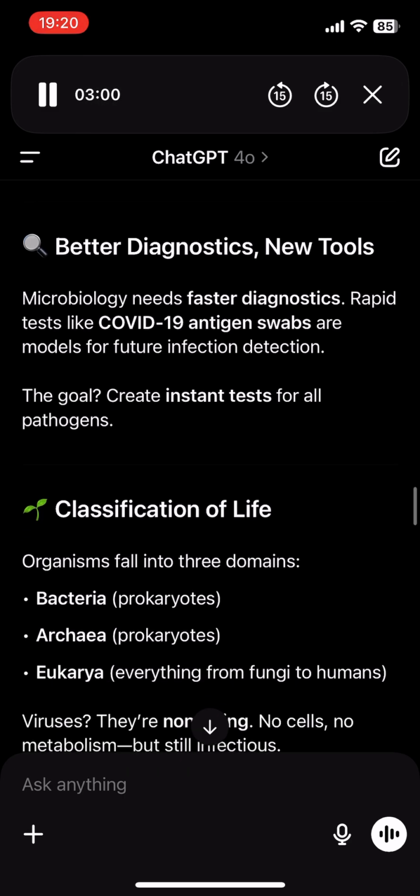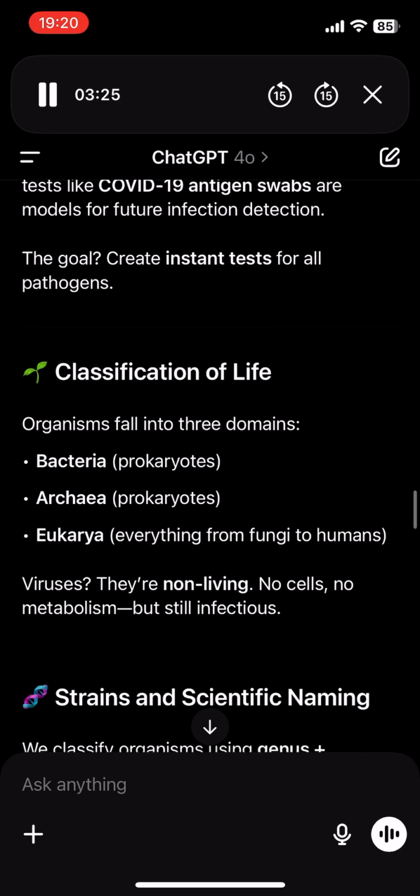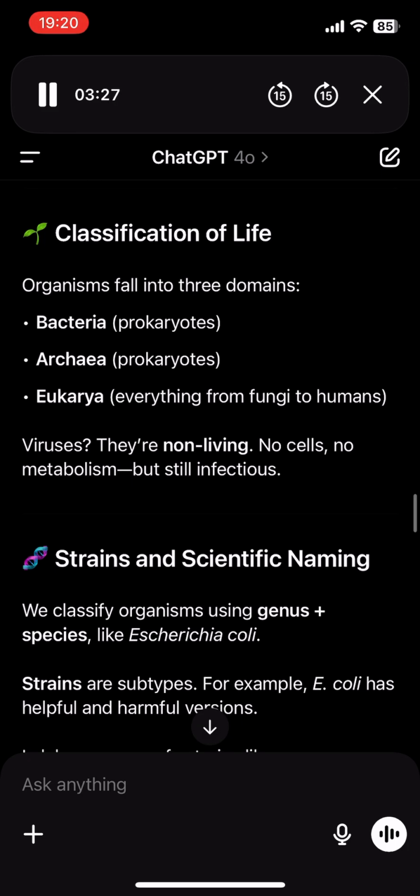Better diagnostics, new tools. Microbiology needs faster diagnostics. Rapid tests like COVID-19 antigen swabs are models for future infection detection. The goal? Create instant tests for all pathogens. Classification of life: organisms fall into 3 domains: bacteria, prokaryotes; archaea, prokaryotes; eukarya, everything from fungi to humans. Viruses? They're non-living. No cells, no metabolism, but still infectious.